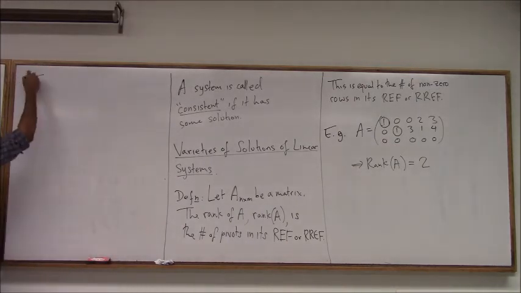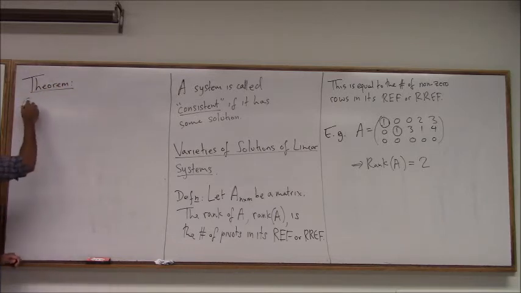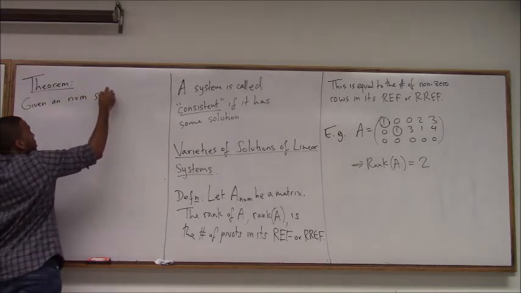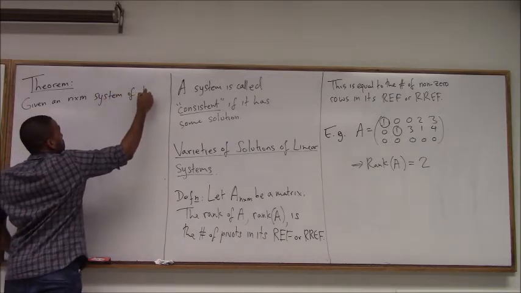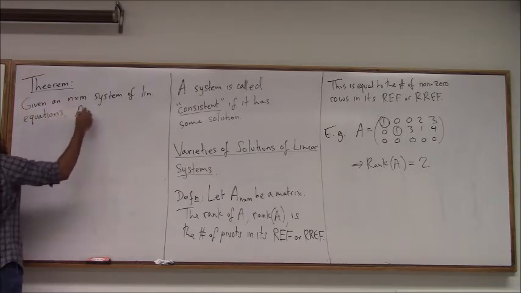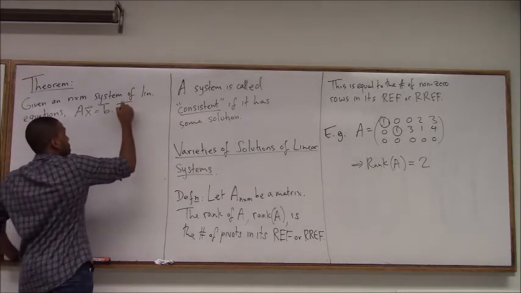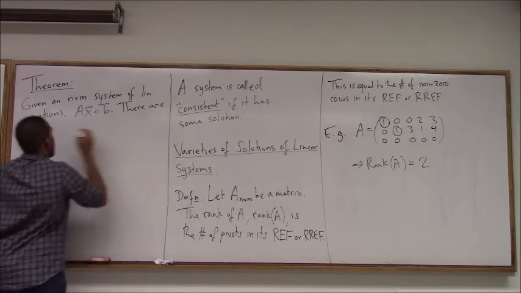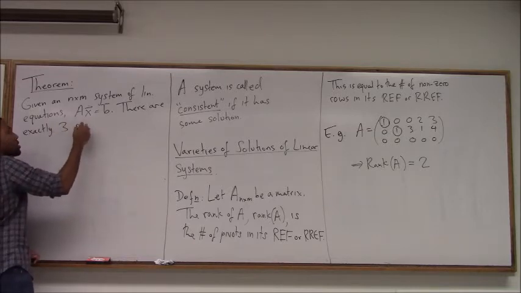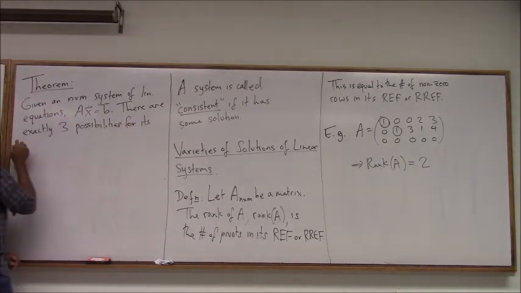Here's an important theorem about the solutions. Given an n by m system of linear equations, Ax equals b, so we can write it in the matrix form, there are exactly 3 possibilities for its solution set.